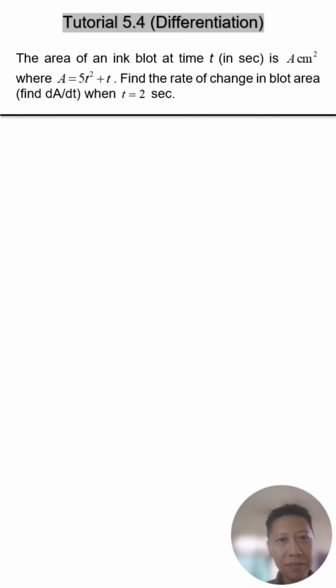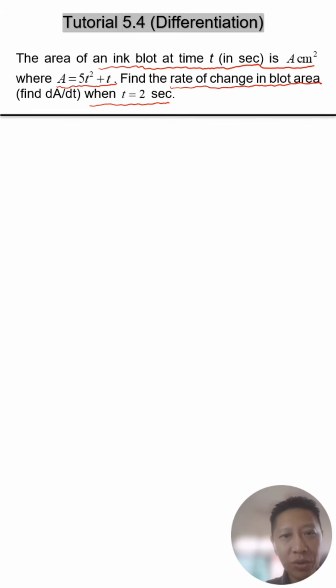Tutorial 5.4. We have an area of an ink blot at time t in seconds, in cm squared, where the relationship between area and time is defined as area equals 5t squared plus t. Our mission is to find the rate of change in blot area when t equals 2 seconds.